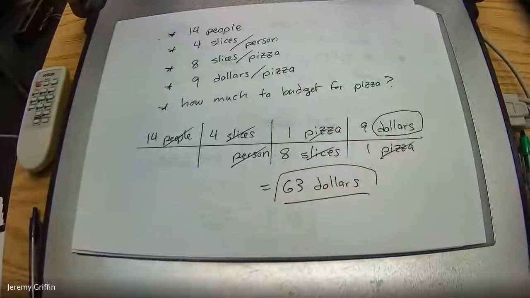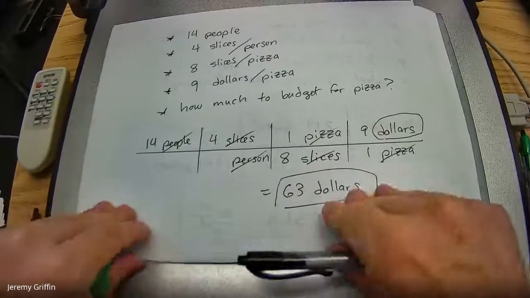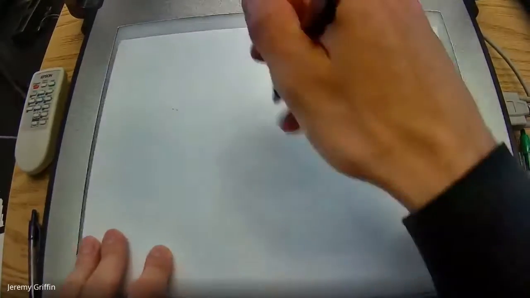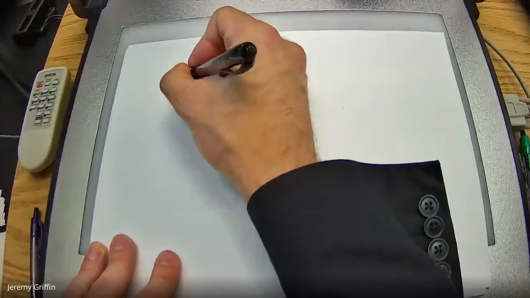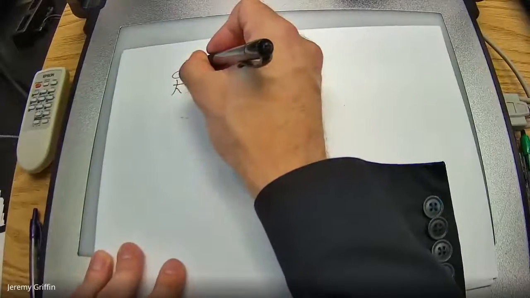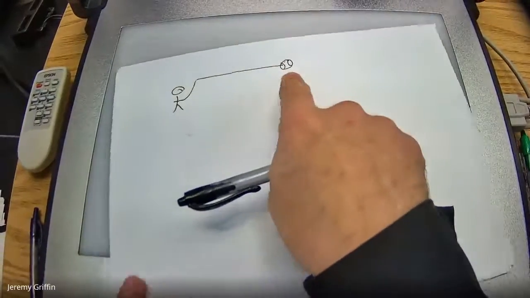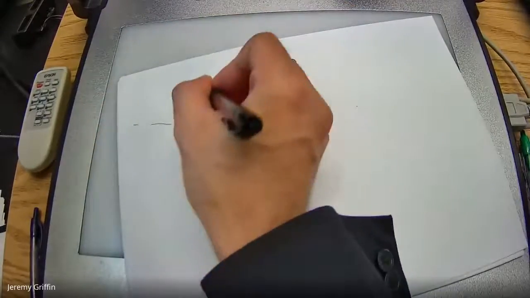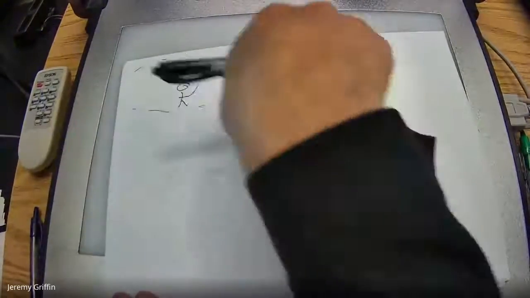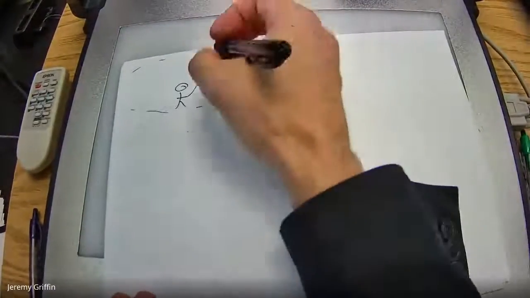Okay, you guys ready for a bit more abstract one? That one's real straightforward. All right, how about this? You have a really long arm and a string and a baseball, and you tie the string to the baseball, and you're whirling this around your head. Let's ignore the baseball and just focus on this.